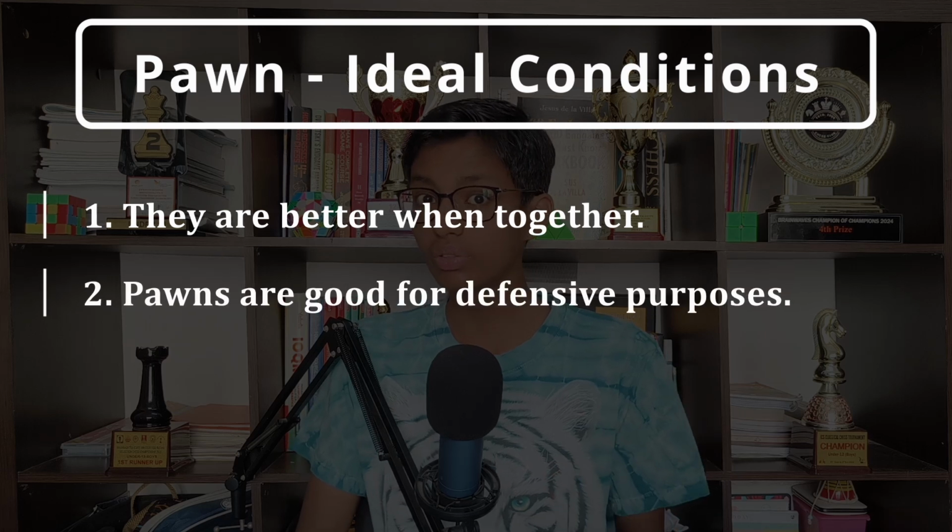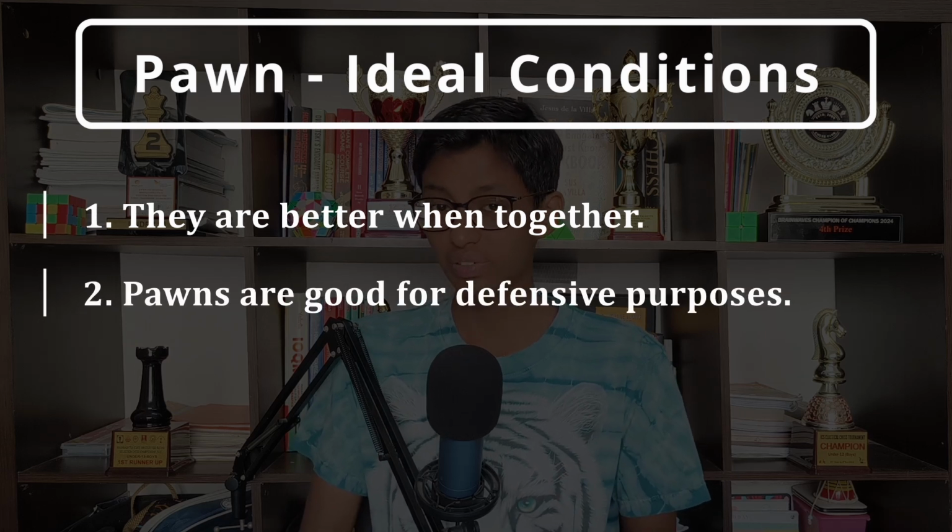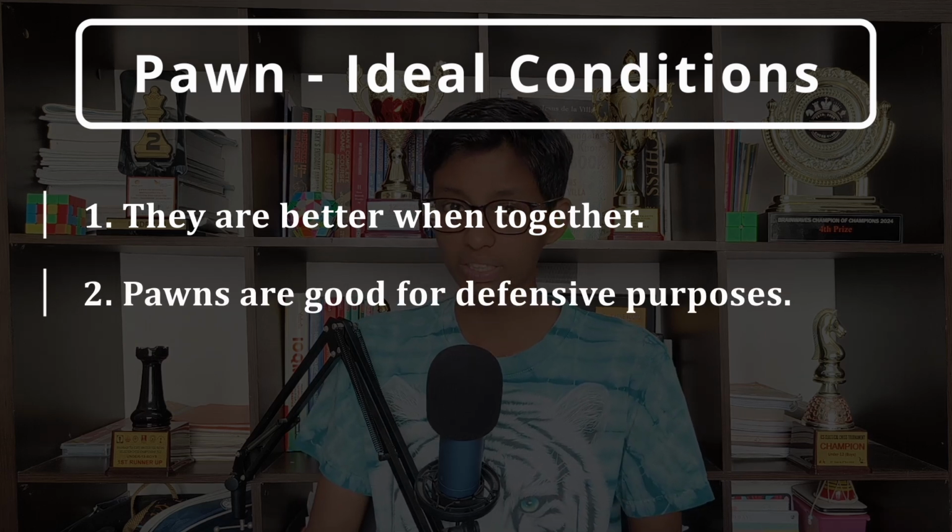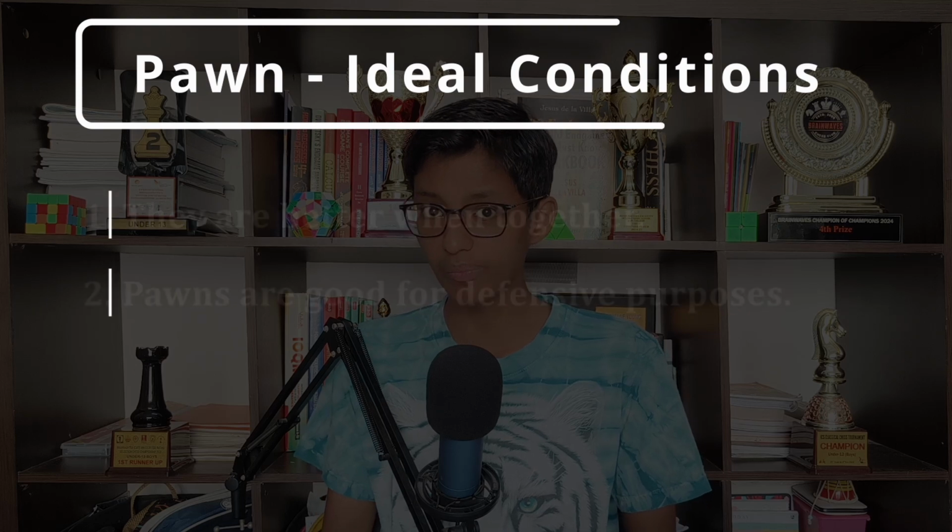Pawns are also good for defensive purposes. As we had already seen, a pawn is basically the lowest unit of comparison, so it cannot really be captured if it's defended by a pawn. I'm not saying you should always defend with pawns, but defending with pawns is a great idea, as they are the lowest unit in chess and therefore cannot really be captured.